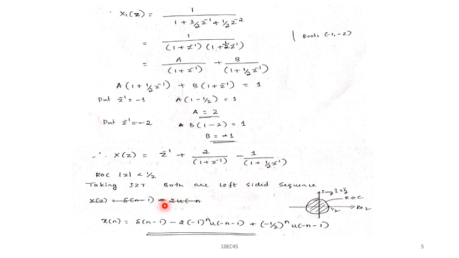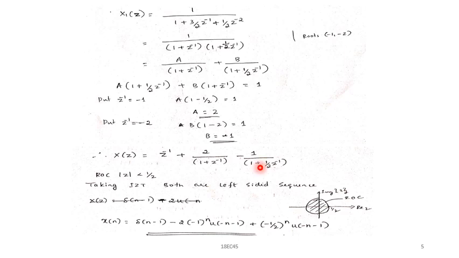Therefore, if I take the inverse z transform of this equation X of z, I'll get x of n equal to delta of n minus 1. You know that the z transform of delta of n is 1, and the time shifted version, delta of n minus k, has z transform z to the power minus k. So here delta of n minus 1 gives z to the power minus 1. Therefore I can write this as delta of n minus 1 minus 2 into minus 1 to the power n u of minus n minus 1.